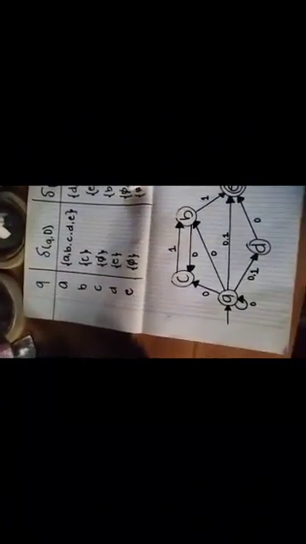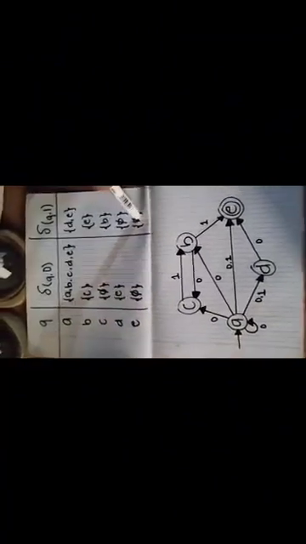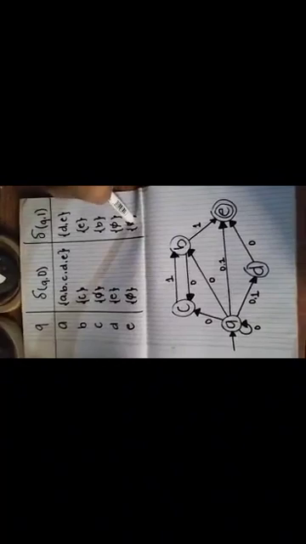Next letter D going nowhere, the same as C and E, interstate. E going nowhere, write the interstate. Using the above algorithm, we find this equivalent DFA.